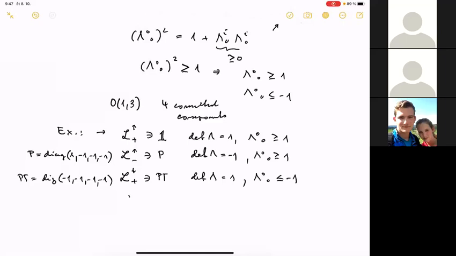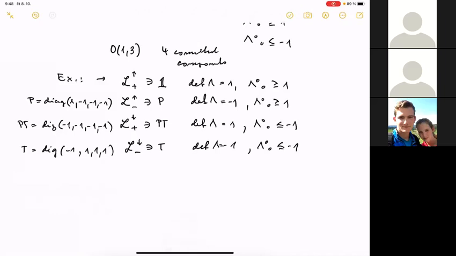And finally, we get the subgroup L minus with an arrow downwards. And this contains the so-called time inversion operator. And this time inversion operator is diagonal with -1, 1, 1, 1. Here the determinant is negative, and lambda 0,0 is again negative.